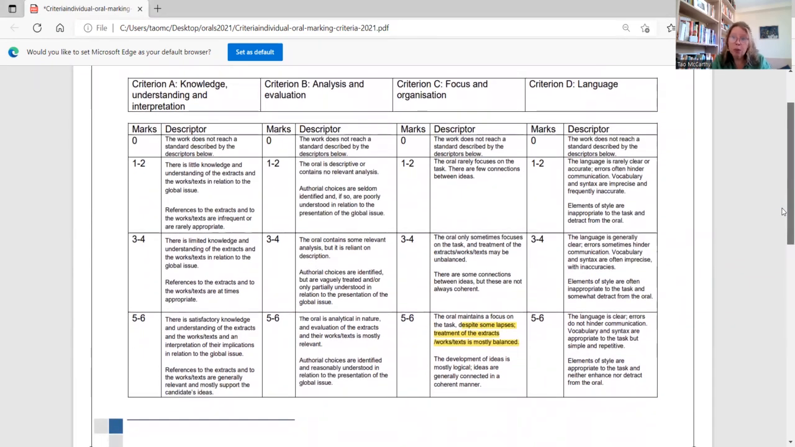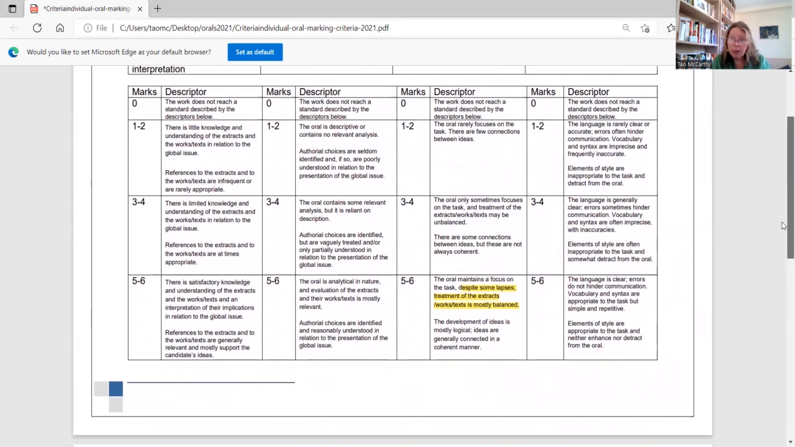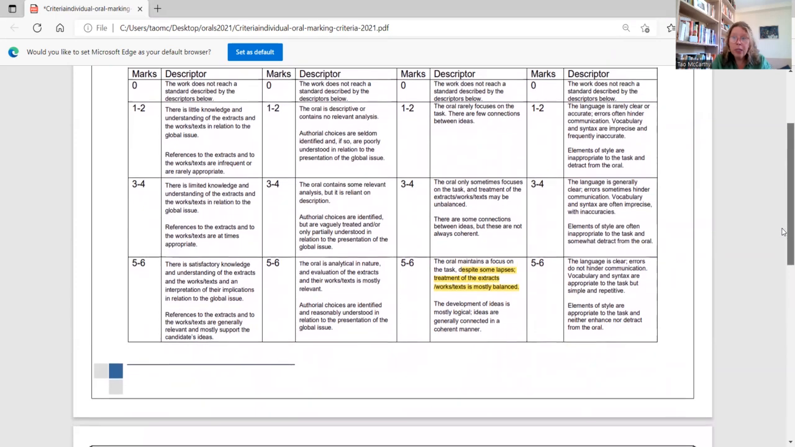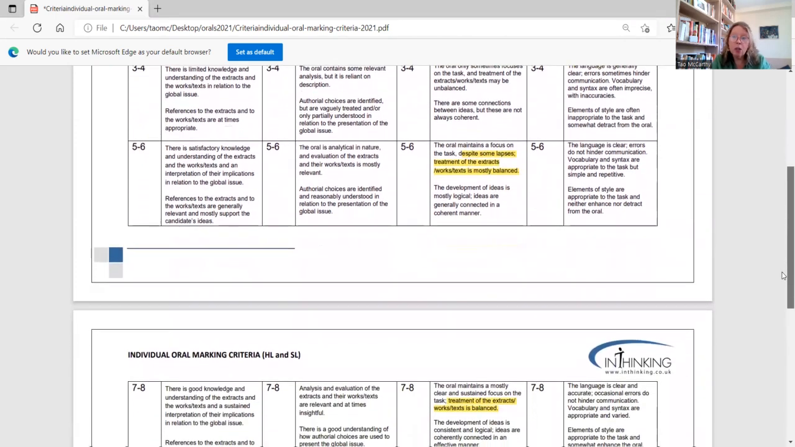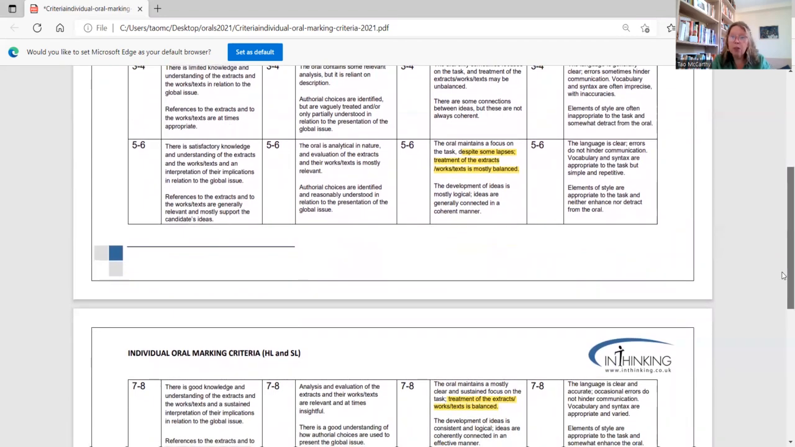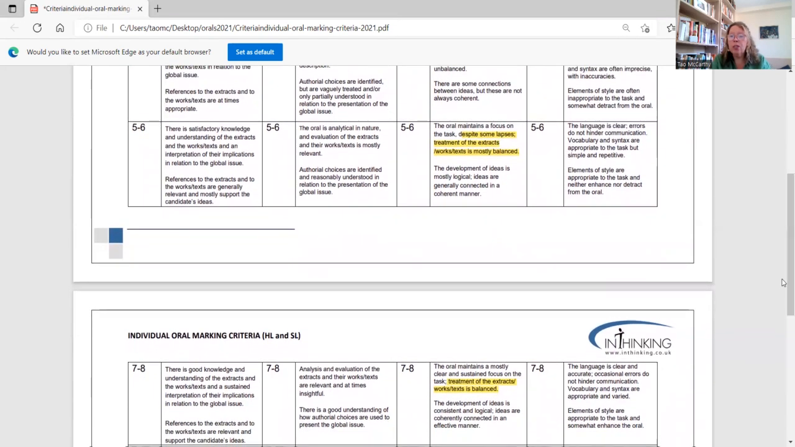Criteria C, focus and organization. We want to remember that all of these criteria, as we know, are worth equal amounts, 10. And really, it's quite easy to do very well in criteria C as long as you pay attention to what's being asked of you. So I want to draw your attention to this word balanced.